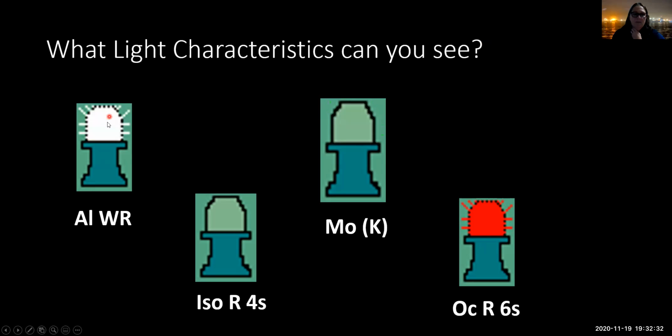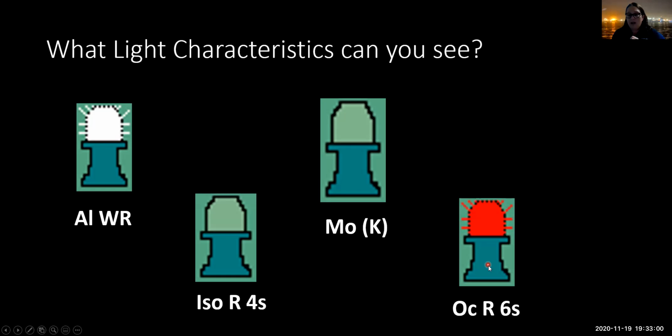If we go for this top one here, it is alternating white and red. So it's equal portions of white and red. So it can't be isophase because isophase is a single color. It has to be alternating white and red. Then we've got our ISO red 4 seconds. So this one means that it is on for 2, off for 2. 4 seconds, remember, is the total time of the entire sequence, and that includes the periods of darkness.